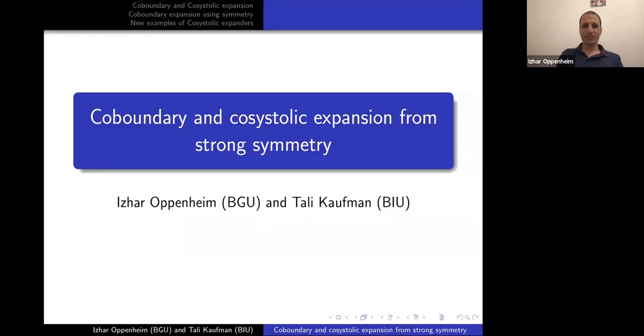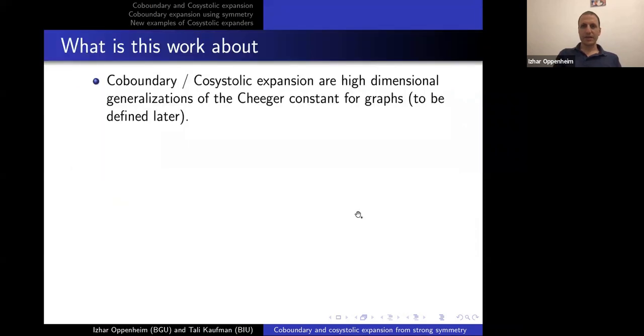Hello, this is my talk on coboundary and cosystolic extension from strong symmetry. This is joint work with Tali Kaufman from Bar-Ilan University. What our work is about is coboundary or cosystolic expansion. These notions, which will be defined later, are a high-dimensional generalization of the Cheeger constant for graphs.